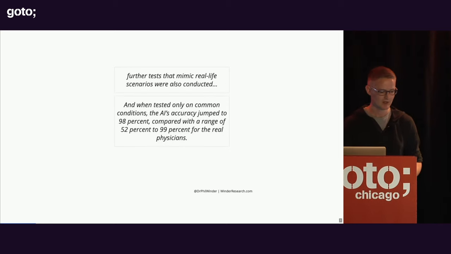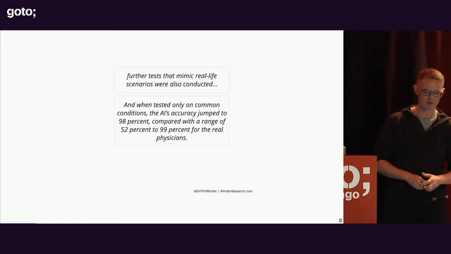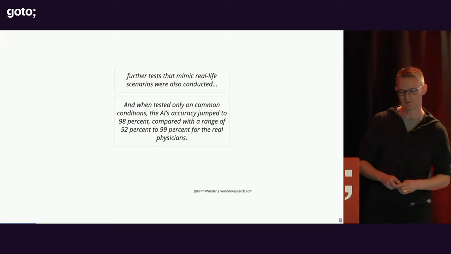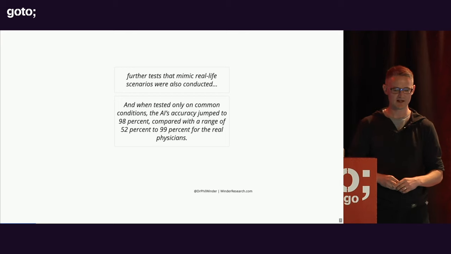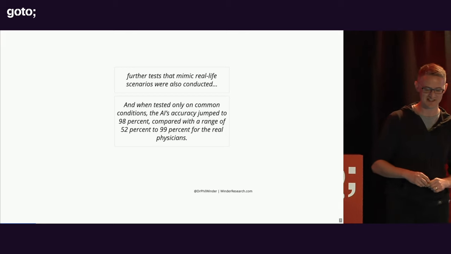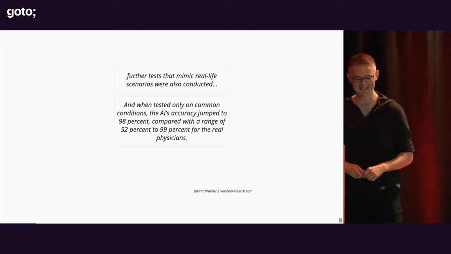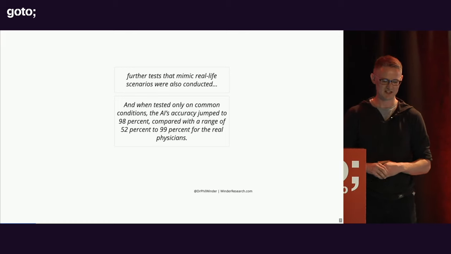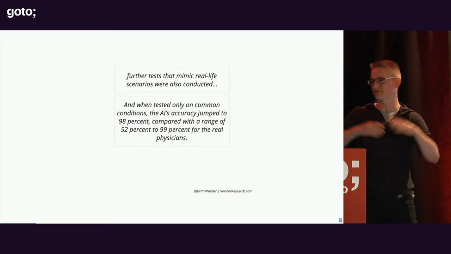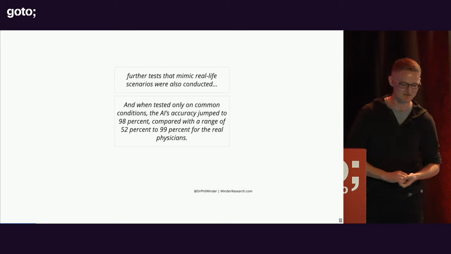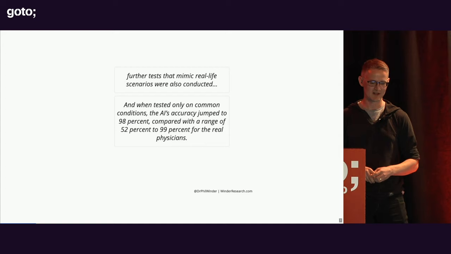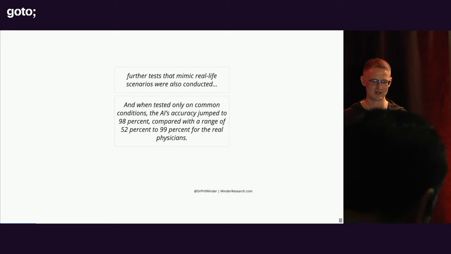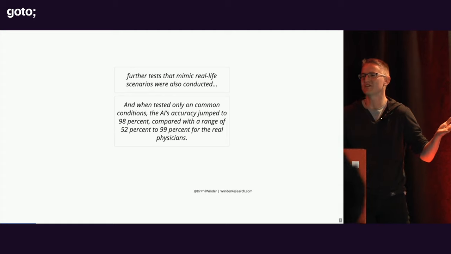Okay, fair enough. Further tests that mimic real-life scenarios were also conducted. And when only tested on common conditions, the AI's accuracy jumped to 98%, compared with a range of 52 to 99% for real physicians. So this is huge question marks now. Red flags, alarm sirens going off everywhere. With a range of 52 to 99%, they basically could have just said a range of everything from minus infinity to plus infinity. And then comparing it with a single example on common conditions. What's a common condition? Is that a bruise?